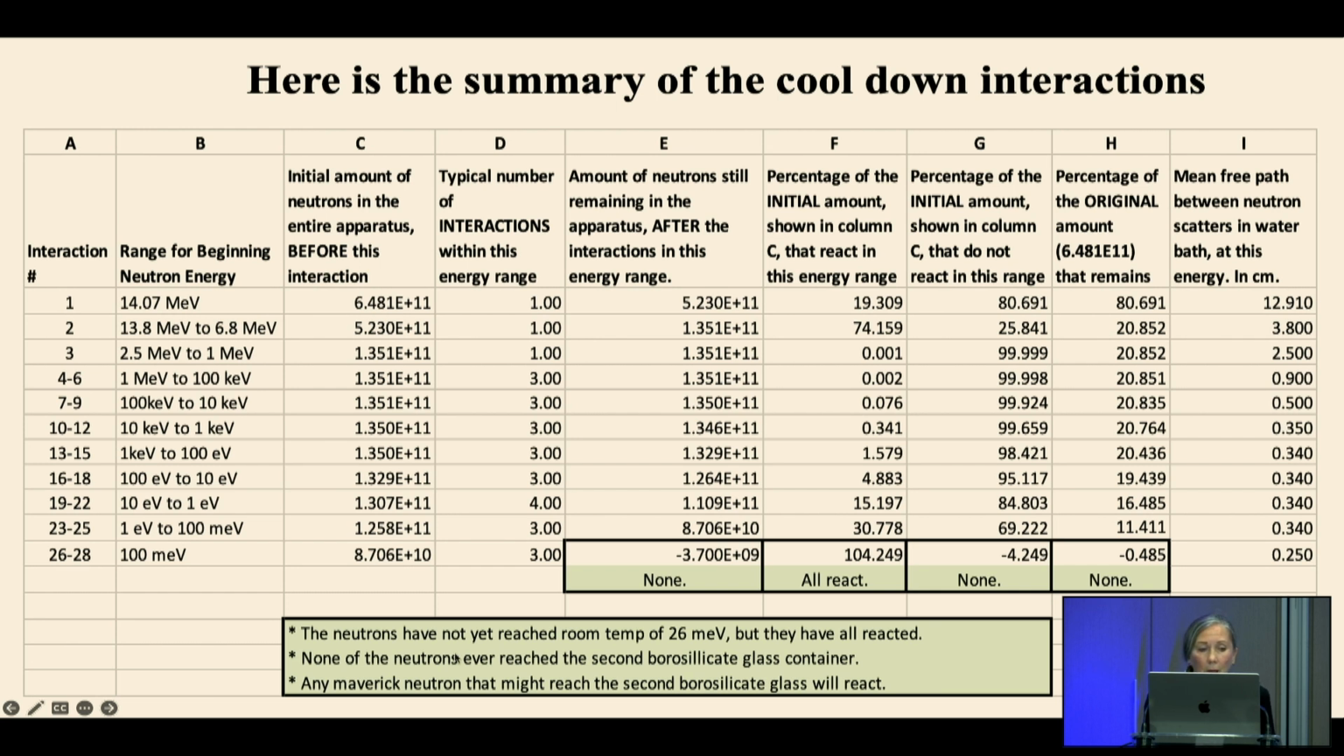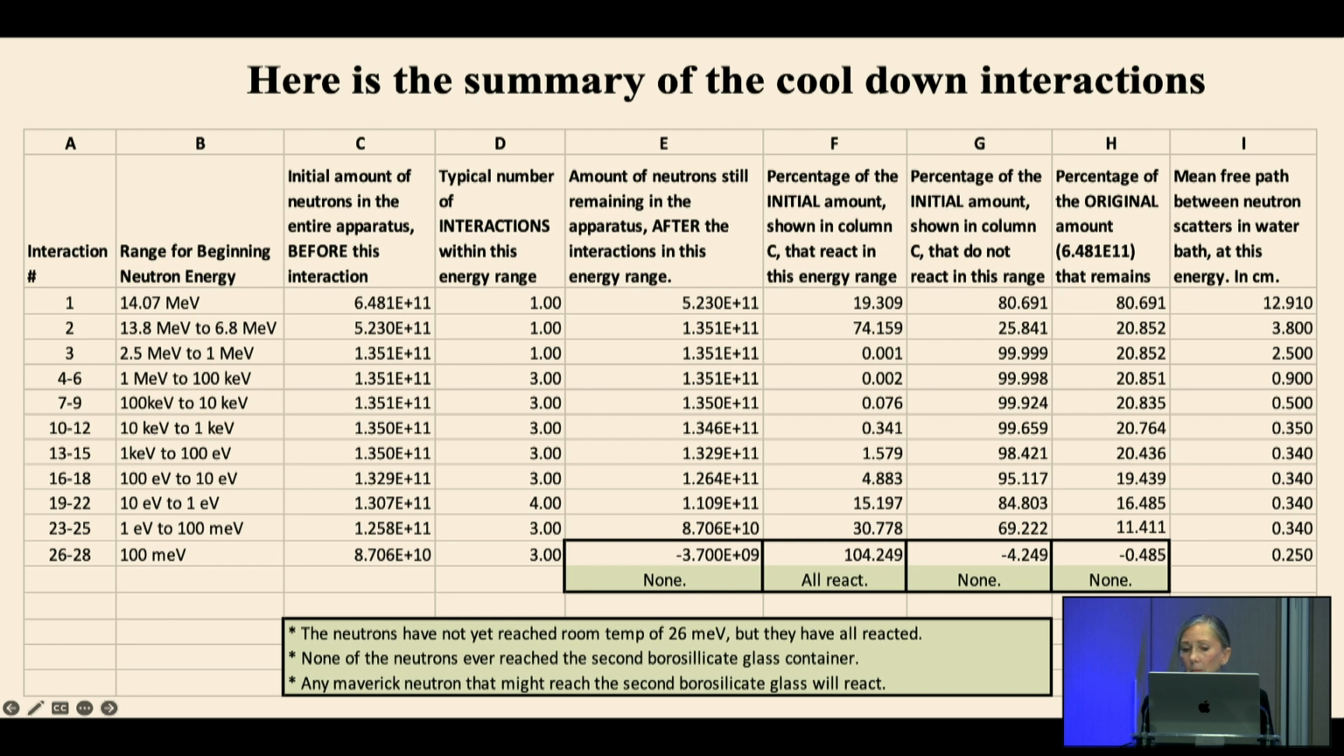Let's read this green box here. The neutrons have not reached room temperature of 26 meV, and yet they have all reacted. None of the neutrons ever reach that second borosilicate glass container surrounding the water bath. Any maverick neutron that might reach that second borosilicate glass will most likely react with the boron or the oxygen in there. Let's look at column I here.